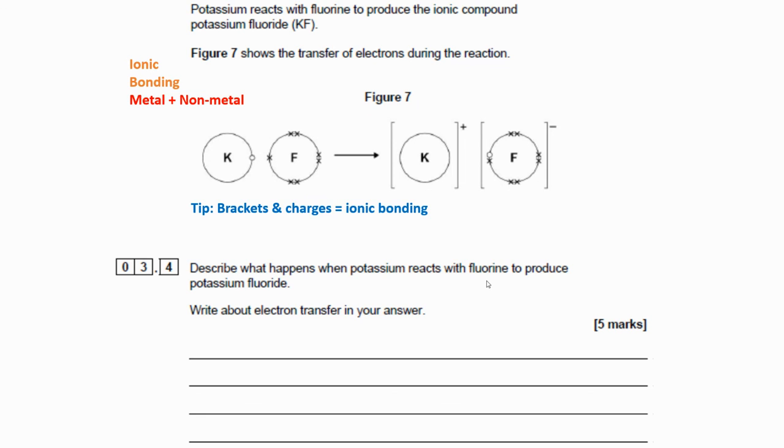So looking at the question, we can see that we've got the electron configuration, but only the outer shell featured, and then the ions drawn as well. The question is asking us to describe what is happening, and it's also given us a massive hint at the bottom because it's told us to write about electron transfer in the answer. You should be able to spot that this is definitely ionic bonding because potassium is a metal, and fluorine is a non-metal. And if we're bonding metals and non-metals, it must be ionic bonding.